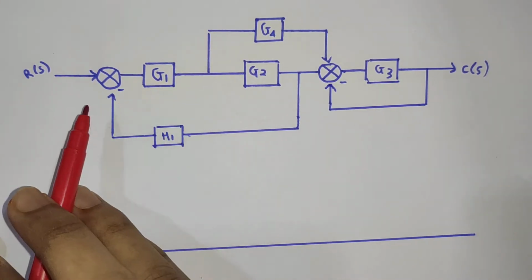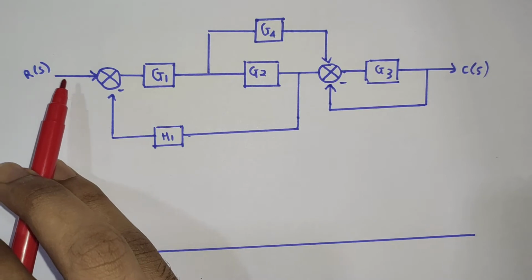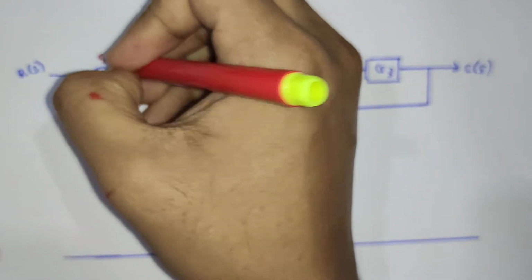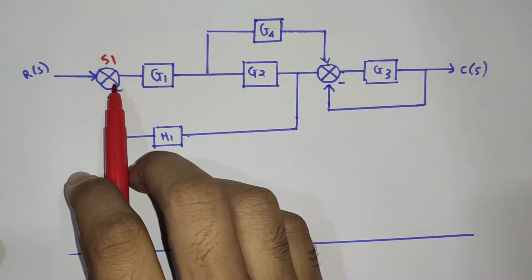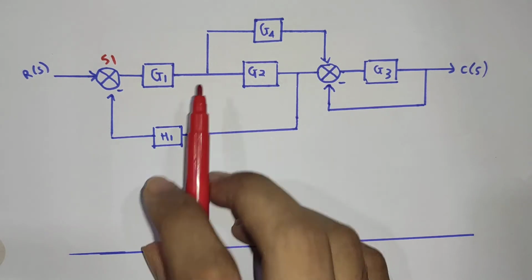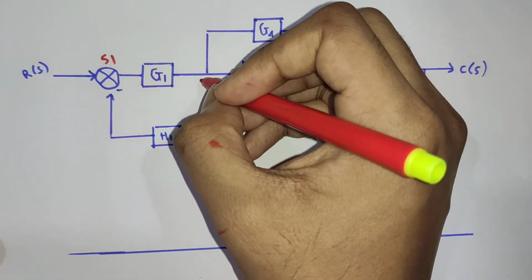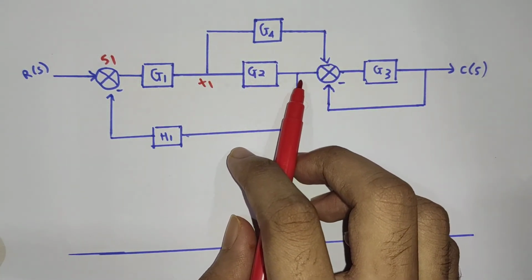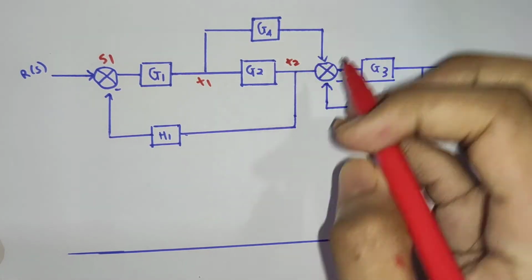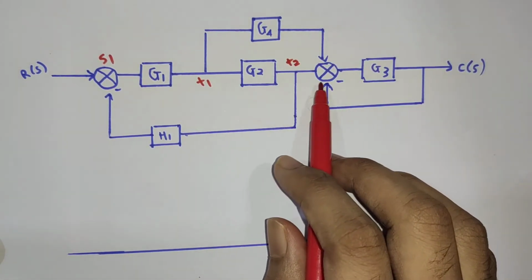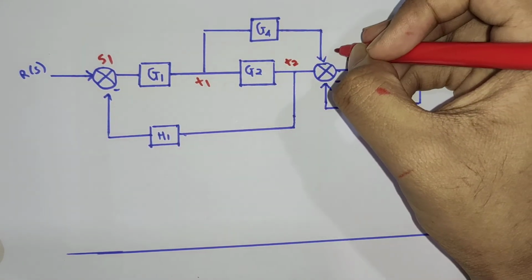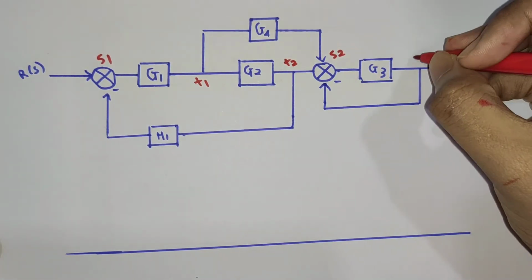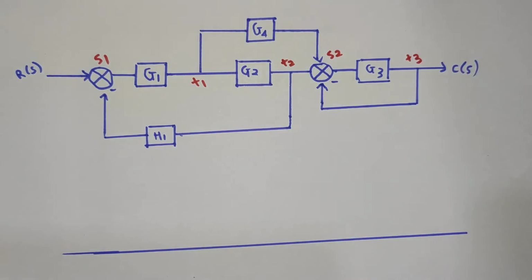So from here, this is the input, so let's start naming from the left. This summing point, let's write it as S1. As we move ahead, we can see another takeoff point, so let's name it T1. Then there's another takeoff point, so let's name that T2. Now there's another summing point, so let's name this S2, and here you can see another takeoff point, so we will name it T3.